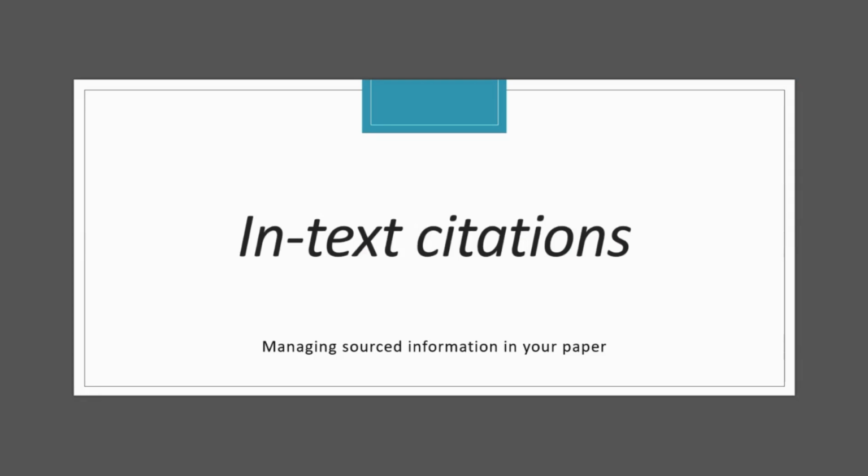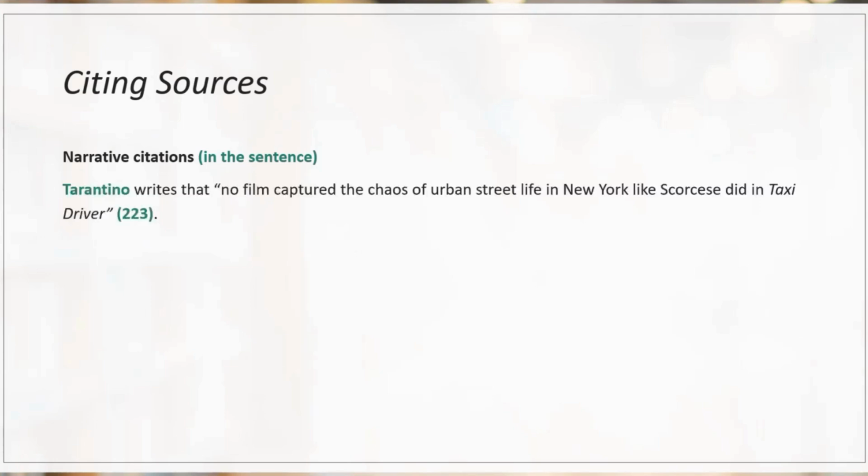Okay, so on to the requirements for in-text citations themselves. In-text citations are references in the body of the paper that direct your readers to the full citations at the end on the works cited page. And there are two ways to incorporate sources into your writing. Narrative citations mention the author in the body of the sentence, like this: Tarantino writes that, with the page number at the end. So this is a narrative citation.